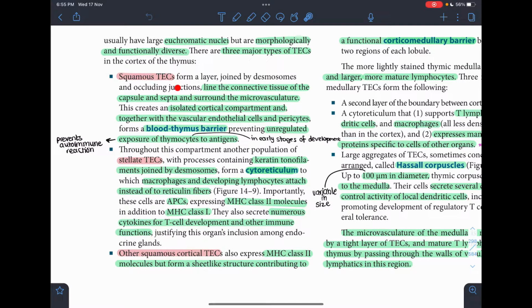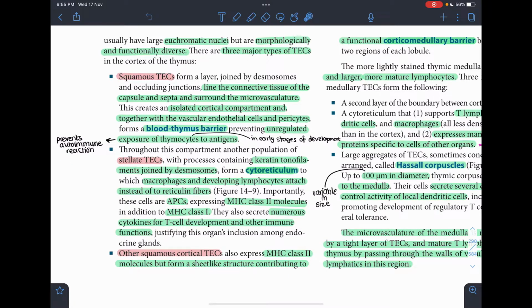So لما they form a layer, this layer joins with the vascular endothelial cells and pericytes, forming a blood thymus barrier which prevents unregulated exposure of thymocytes to antigens. هلا هذا in early stages of development يعني pre-thymocytes, and this prevents the autoimmune reaction which the lymphatic system works greatly to prevent لأنه the autoimmune reaction is very dangerous to the body.